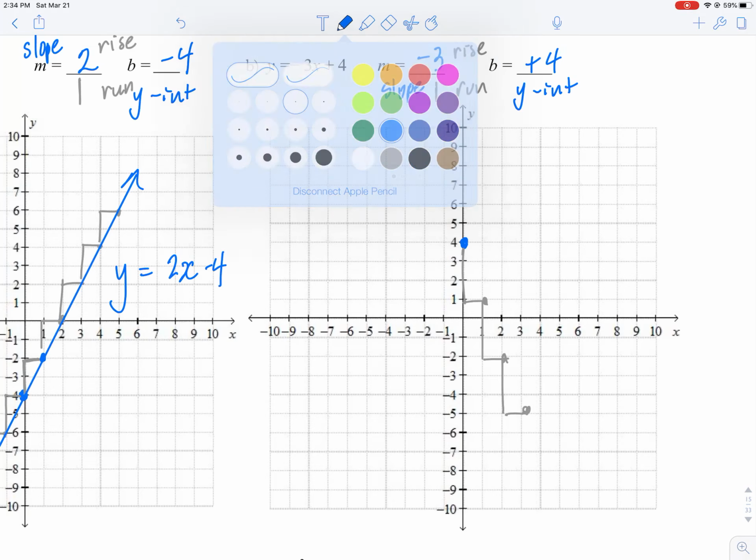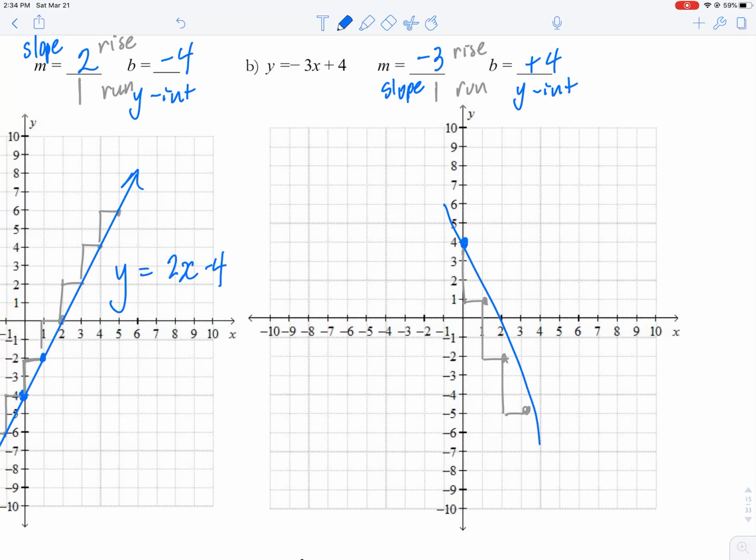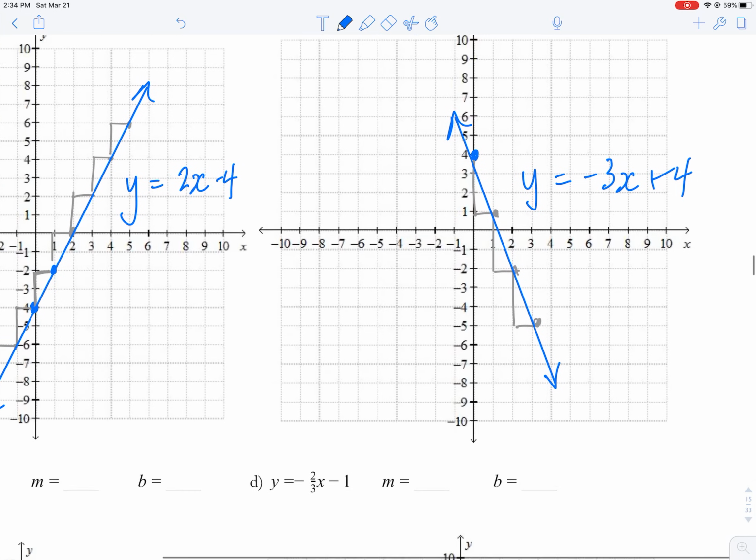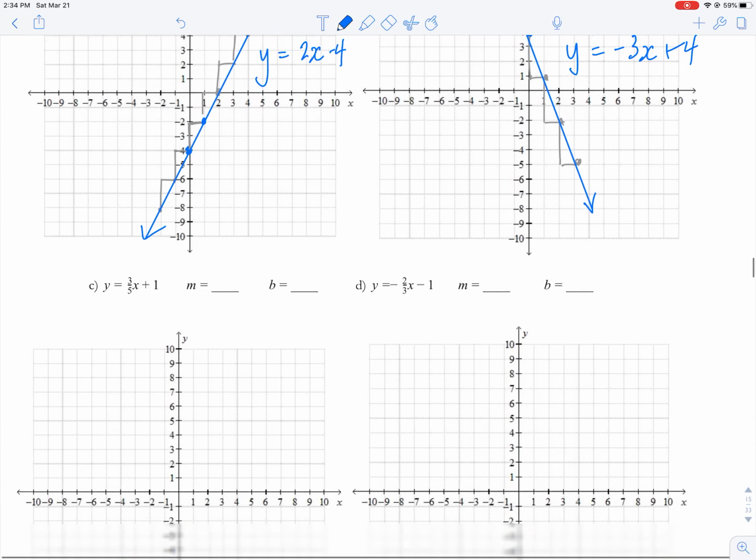And we get the line y equals -3x plus 4. So we start with the y-intercept, then we get some other points, draw our line. Much quicker than doing a table.